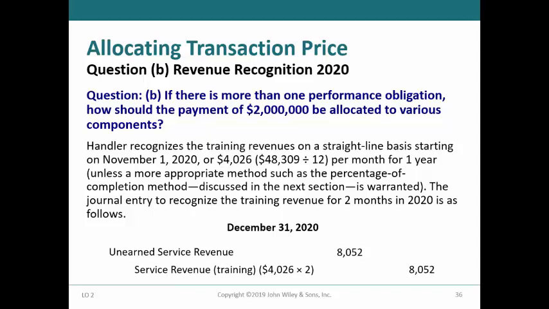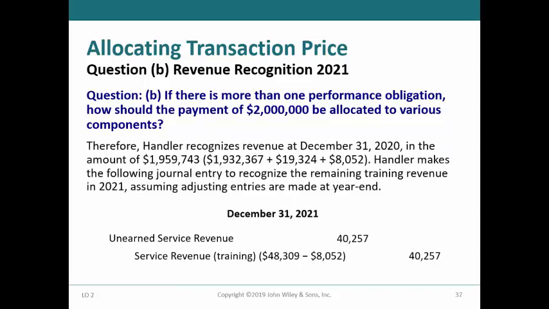The total service revenue of $48,309 divided by 12 is $4,026 per month, and 2 months of the 1 year of training has passed since the equipment was installed on November 1st. At December 31st, 2021, Handler would record the remainder of the service revenue for the training by debiting unearned service revenue for $40,257 and crediting service revenue for the same amount.